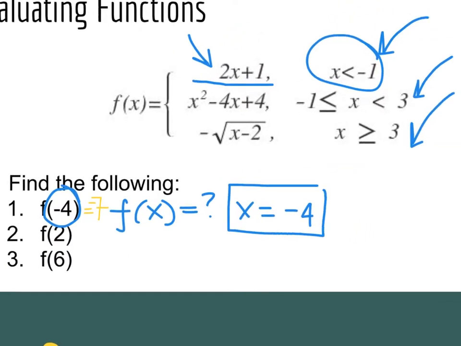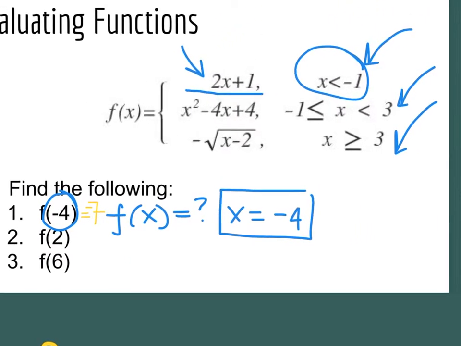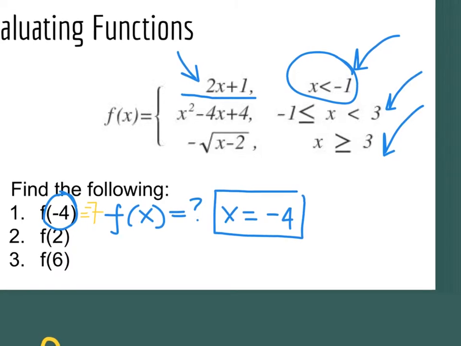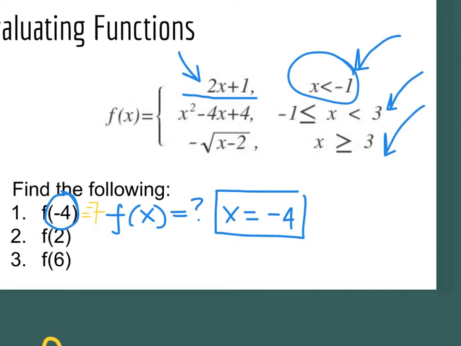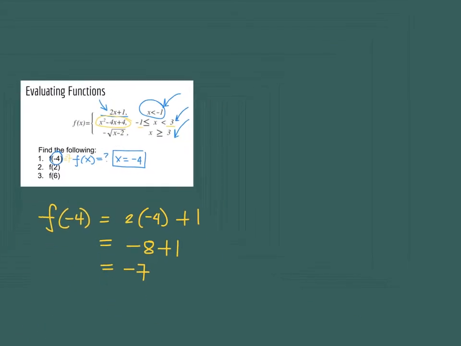Okay. Now for f of 2, we just need to do the same idea. So f of 2, first locate under which interval the 2 will fall. As we can see, 2 is a number between negative 1 and 3. So that means the expression that we have to use is x squared minus 4x plus 4. And then we compute.